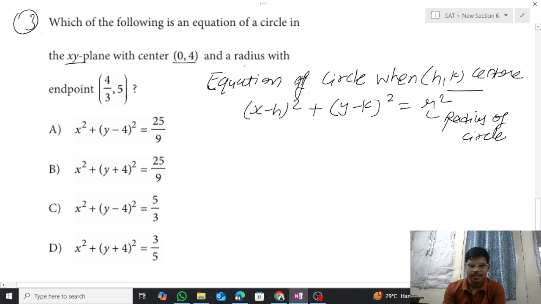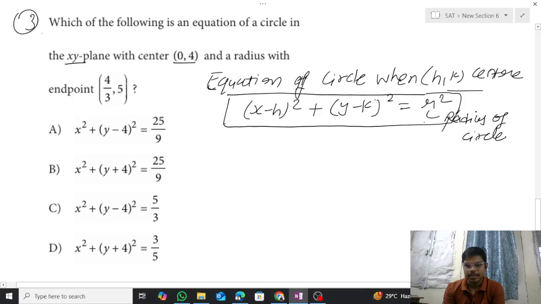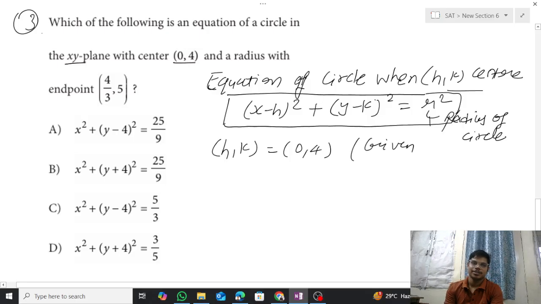Let's discuss. So this is the equation of circle, but for getting the equation of circle, I need h comma k. So we have given h comma k is what? Center of circle. So this is given 0, 4, which is given. But we have not given radius. That is the important point in this question. You need to find the radius of circle.